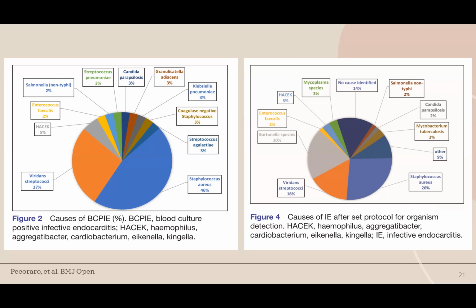Now, the pie chart on the right is showing all causes of infective endocarditis in both the culture positive and the culture negative group after using that set protocol. And now we can see that Staphylococcus aureus has come down, still the leading cause, but now at 26%, with viridans Streptococci down to 16%, and Bartonella species accounting for as much as 20% of this cohort.